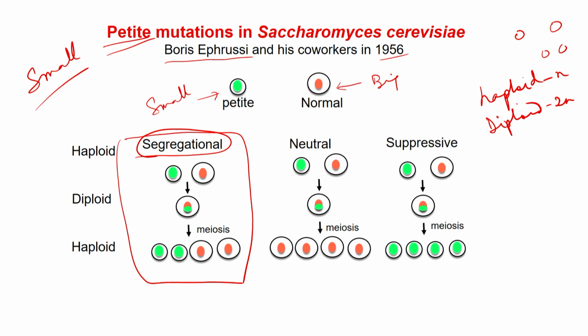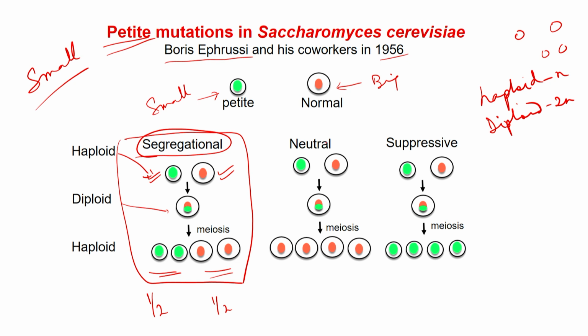What it means is that if you cross a Petite with a normal phenotype and this is a zygote, this becomes diploid. So, these are haploid over here, and this zygote undergoes meiosis. So, when it undergoes meiosis, half of them remain Petite and half of them remain normal, that means the size is big.